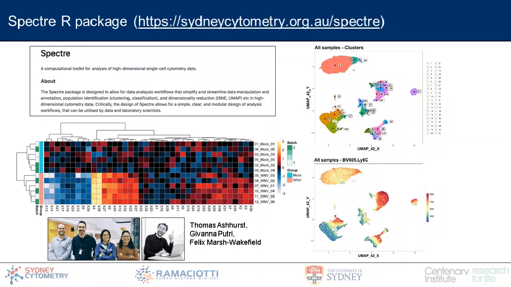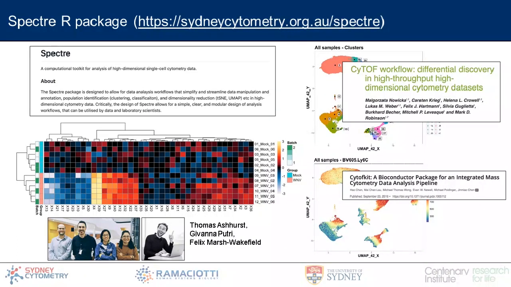And without going into too much detail, because we'll see what that looks like specifically, the way we do this now is with our own R package, which we call Spectra, which allows us to incorporate a wide variety of different computational analysis tools into one cohesive, integrated package. So this is how we do our analysis these days. This is a tool I developed particularly with Giovanna Putri and Dr. Felix Marsh-Wakefield from our institute here.